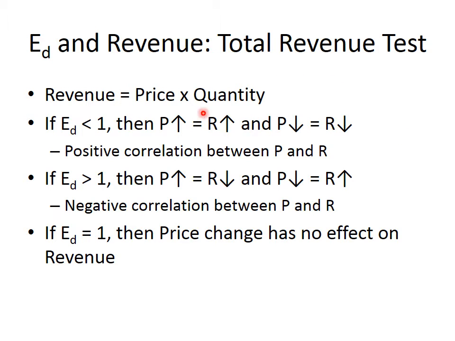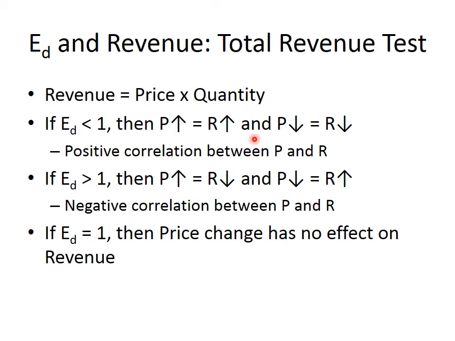Now, you see here, it's very simple to calculate revenue. You can come up with it almost intuitively. Price times quantity. How much am I getting per unit? How many units am I selling? I charge $7 for my fish sandwich. I sell 10 of them. That's $70 in revenue. Simple enough? So if we increase the price, it's going to increase revenue. If we decrease the price, we're going to decrease revenue, which means a positive correlation between price and revenue.